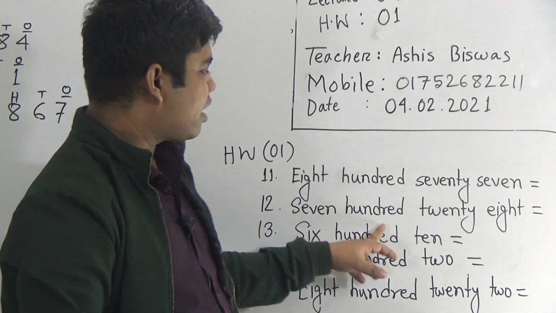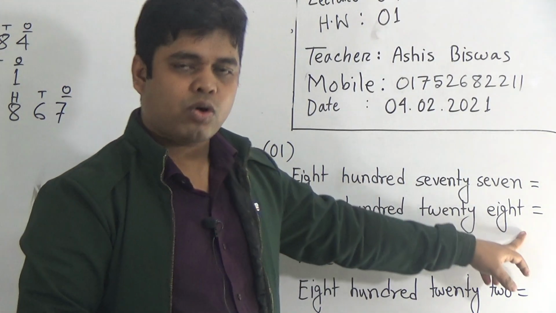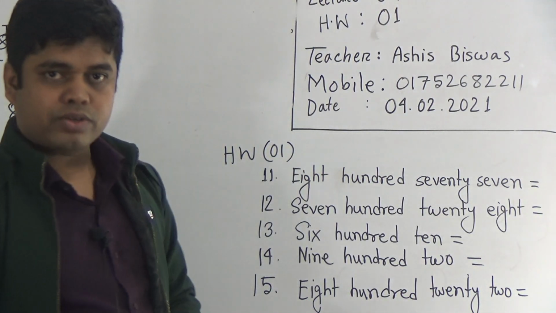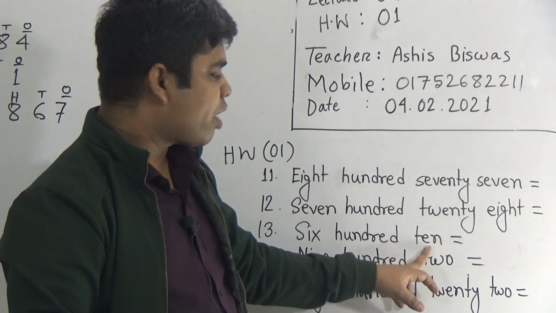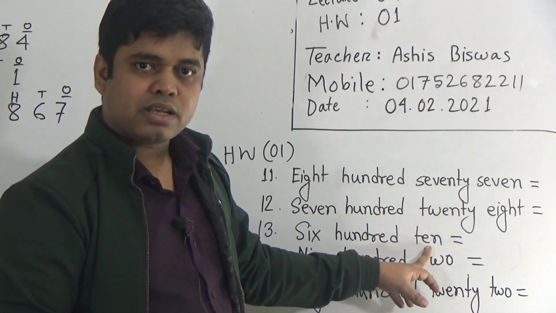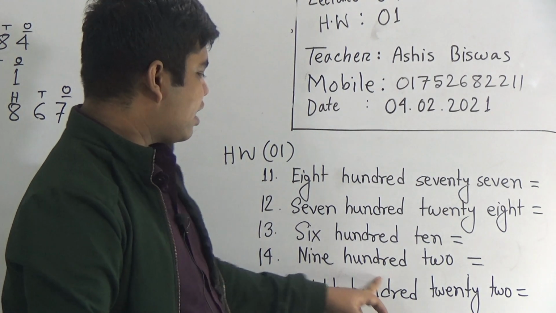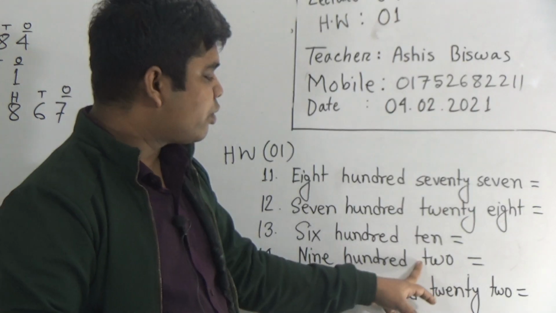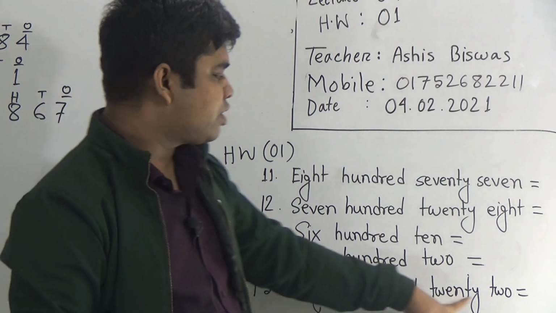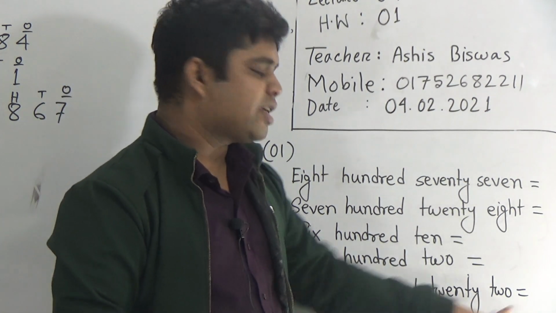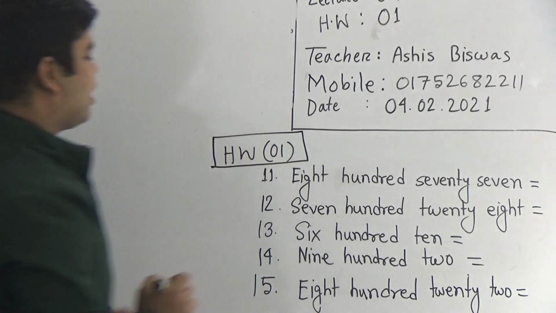Question number 12, 728. It has a hundreds place, tens place, and ones place. So you can write it. I hope so, because you are a very smart learner, I know. 13, 610. It has a hundreds place, tens place, but no ones place. But when you write 10, then it has a ones place. Question number 14, 902. Notice the hundreds place is present, but no tens place, so that will be 0. So you practice yourself. Question number 15, 822. That means it has a hundreds place, tens place, and ones place also. So my dear students, this is your SW, SW number 1.